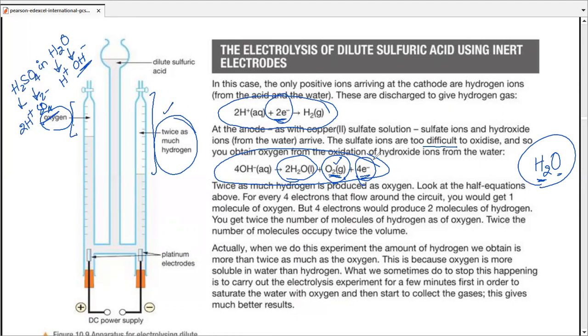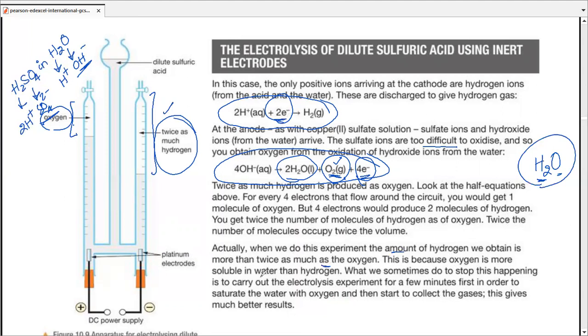Whichever equation gives you a more number of electrons for the balanced equation, the other one gets affected in a way that there is more production. Actually, we can safely say it's positively affected, right? So since we're getting 4 electrons out of it, and 4 electrons are going to give us 2 molecules of hydrogen instead of 1, we have twice as much hydrogen as oxygen. Actually, when we do this experiment, the amount of hydrogen we obtain is more than twice as much as oxygen.